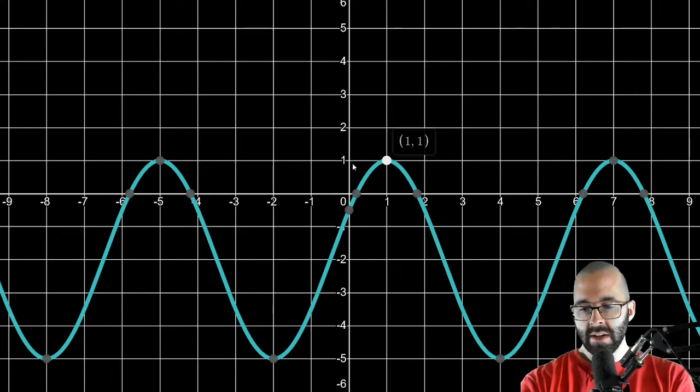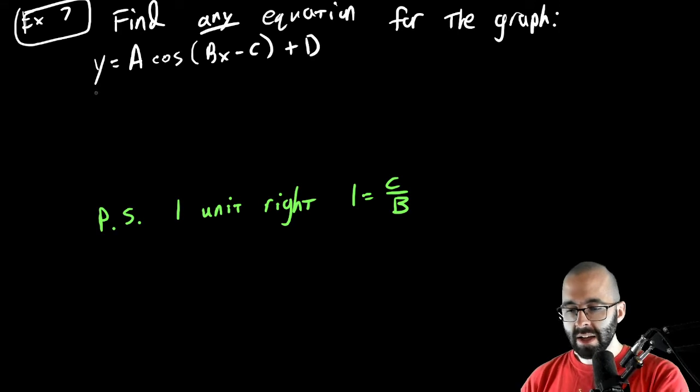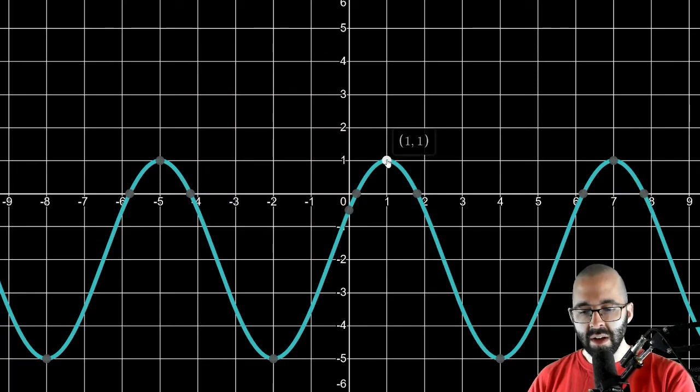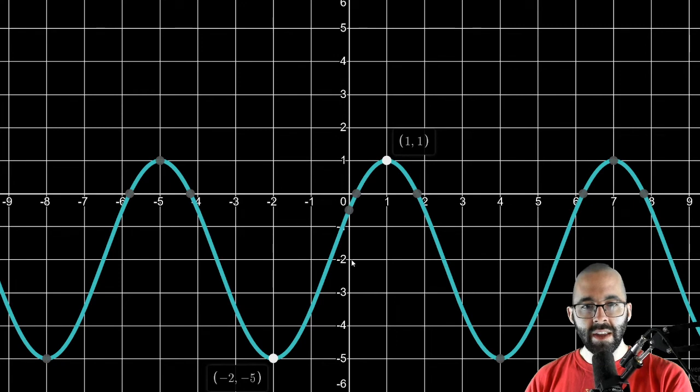All right. Let's do the midline. Where is the middle of this graph? The maximum is 1. The minimum is -5. That's a distance of 6. Half that distance is 3. The amplitude has to be 3, which means the midline has to be -2. -2 is the middle of this graph, and then we go up 3 and down 3.